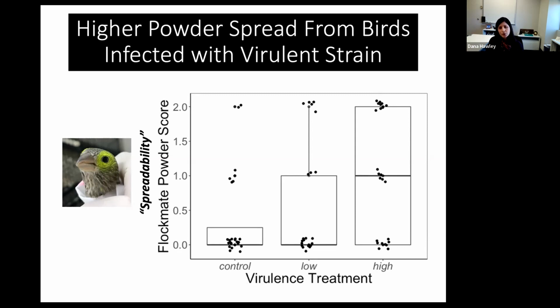And we of course controlled for flock ID, because the same index bird had 4 different flock mates associated with it. But we still found a barely significant effect of virulence treatment, whereby index birds infected with the higher virulent strain were better at spreading the same amount of starting powder to their flock mates than control birds. And the low virulent strain fell somewhere in the middle.